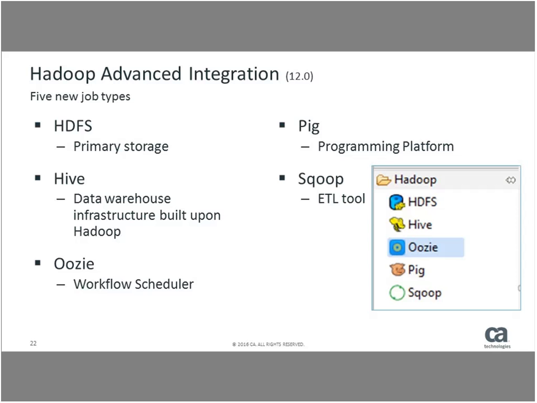So with the Hadoop advanced integration that has been introduced, the IT organization gains more visibility and can manage dependencies between the Hadoop and traditional jobs from one central location, so that if there are any SLAs in the jobs, those can be monitored and any critical paths can be managed very well.